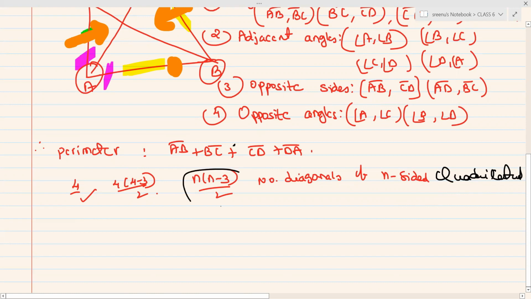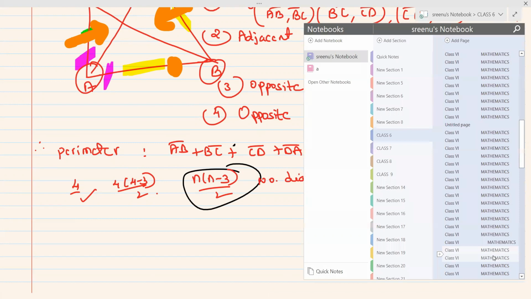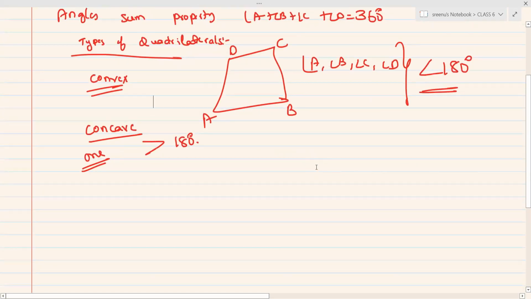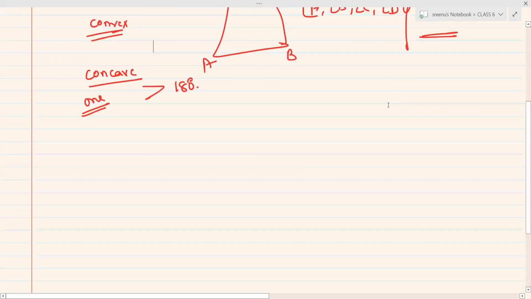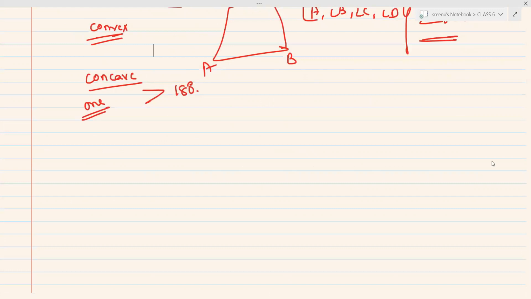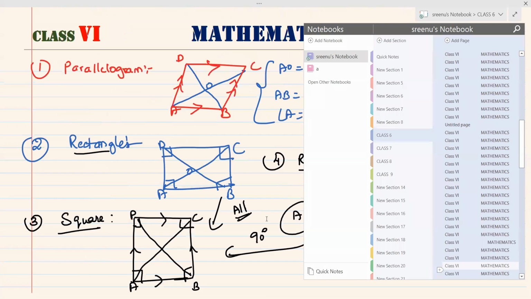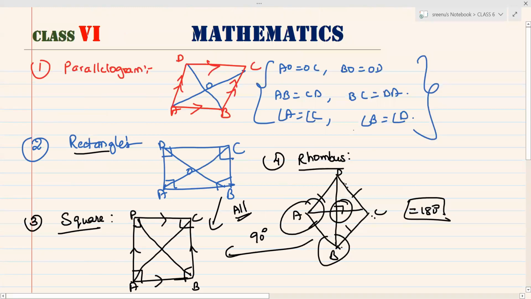Then we saw interior and exterior. Types of quadrilaterals: convex and concave. Convex is less than 180 for each angle. Concave has one angle greater than 180. And different types of quadrilaterals: first is parallelogram, second is trapezium, third is kite. Today we discussed only parallelogram. In the parallelogram, we have again types: parallelogram, rectangle, square, and rhombus.